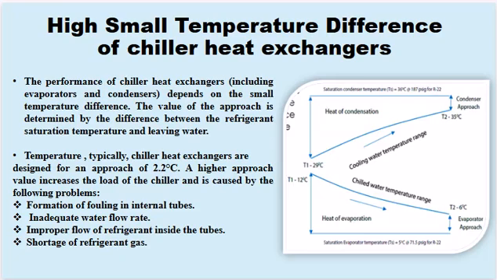Now, let's discuss the performance of chiller heat exchangers. For optimal chiller performance, maintaining a small temperature difference, ideally around 2.2 degrees Celsius, is key. When this difference gets too high, it impacts efficiency. Several issues can contribute to this, such as fouling in the tubes, inadequate water flow, or a shortage of refrigerant gas. If a chiller's tubes get fouled or blocked, heat transfer slows down, forcing the chiller to consume more energy to keep temperatures low. So, maintaining clean tubes and proper refrigerant flow isn't just for efficiency, it's also for longevity.